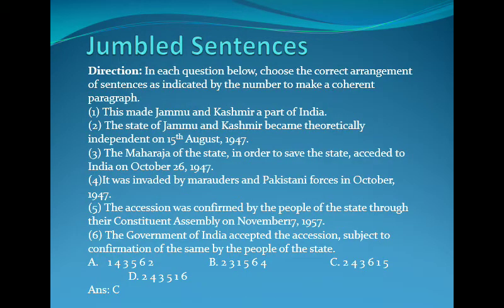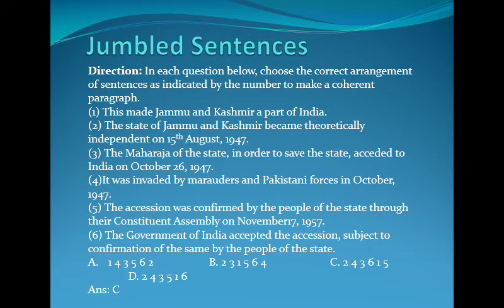As you can see, the direction for the question is: choose the correct arrangement of sentences as indicated by the number to make a coherent paragraph. Coherence means flow of thought. So the flow should be pretty logical when you have a transition from one sentence to another. They have given the answer as C. Let's directly get to the answer and see how the logic flows.